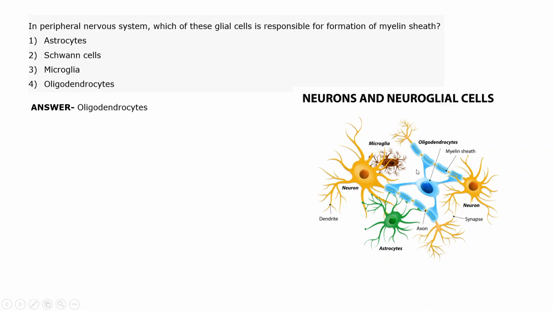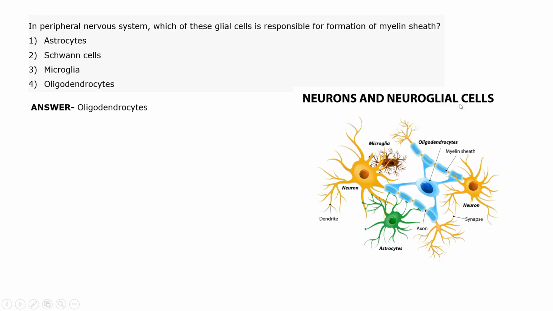This is helpful in maintaining the conduction of the signal transmission along the axons. This is happening in the case of the peripheral nervous system. It's Schwann cells, basically. What the oligodendrocyte does is that in the central nervous system, it carries out the function of Schwann cells.